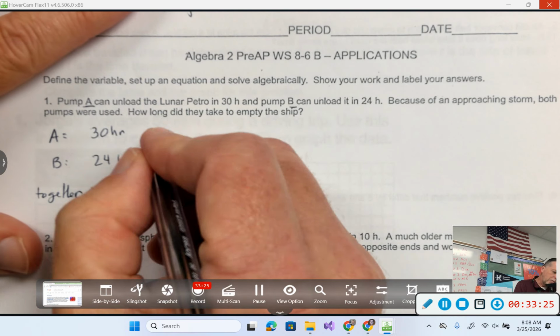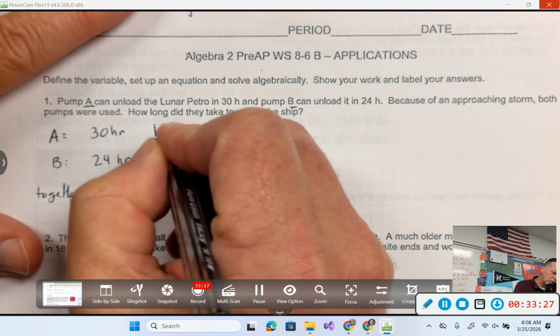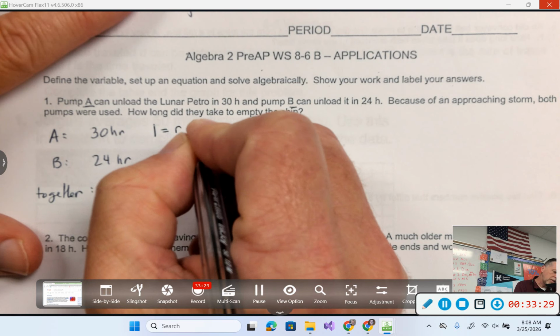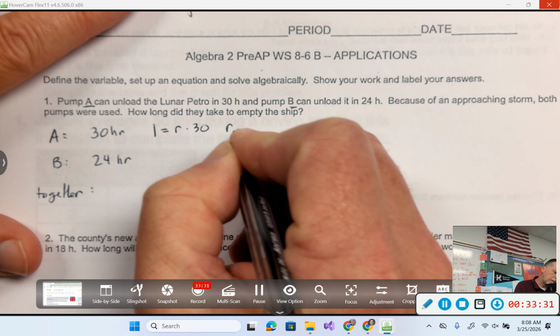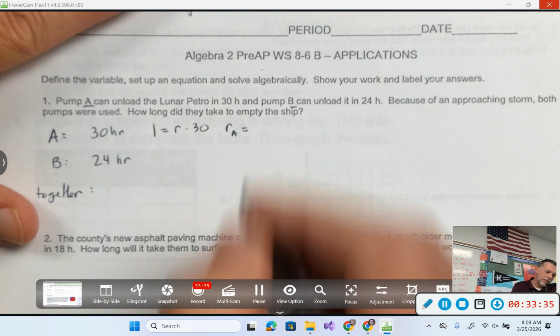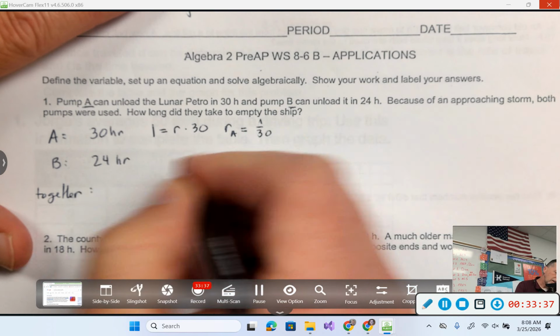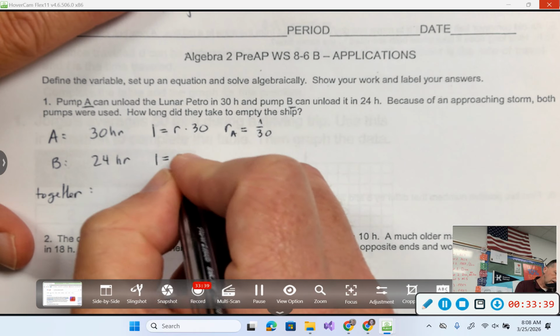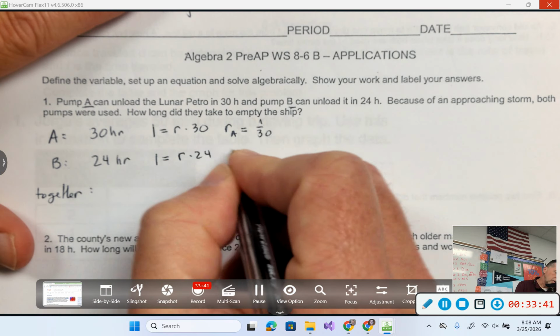Okay, let's write the pump A equation. One job equals rate times 30. So rate A is 1/30. Rate B is 1/24.